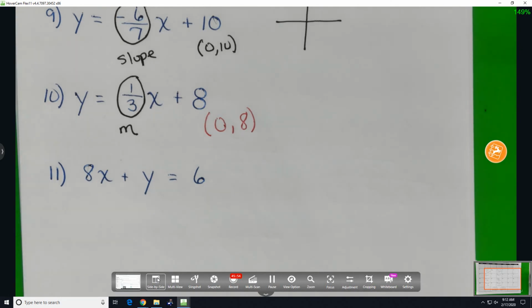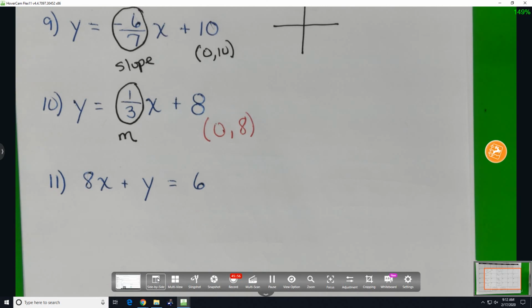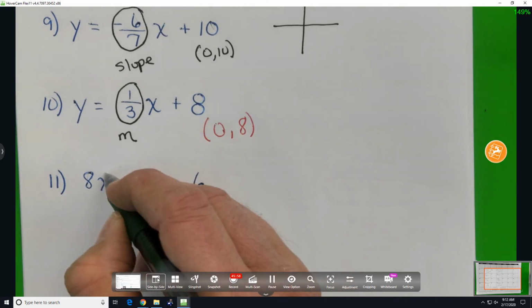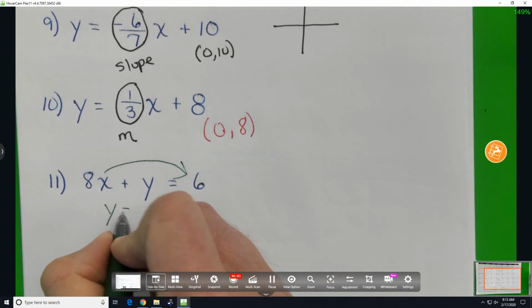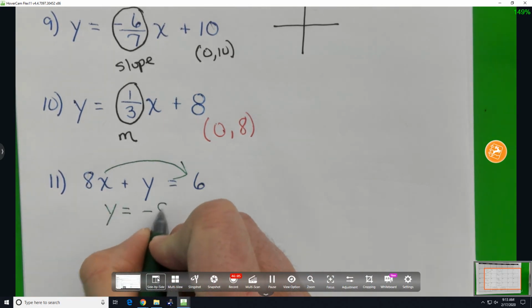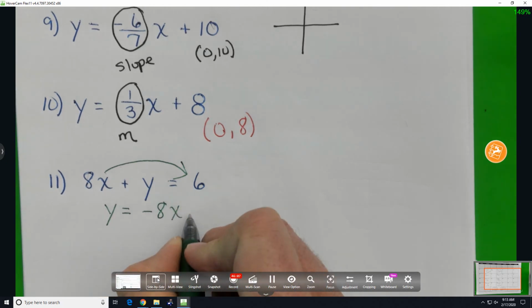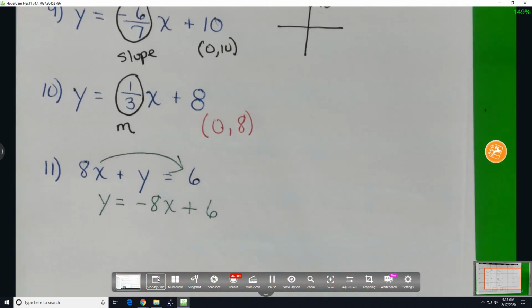Notice, if it's in the form y equals, we know how to find the slope and y-intercept. So here we have that extra step. What am I going to have to do? There's only one correct first step here. Yes. Subtract 8x to get it in the form y equals, then it'll be a negative 8x and a plus 6.